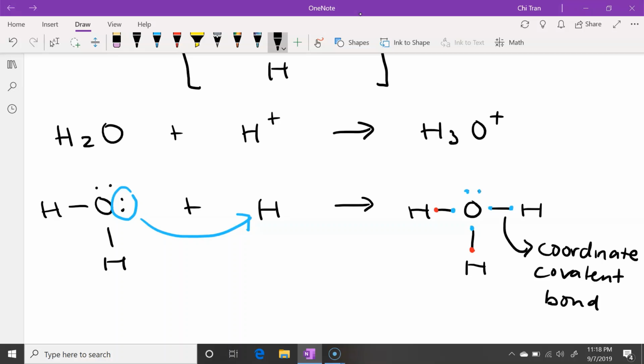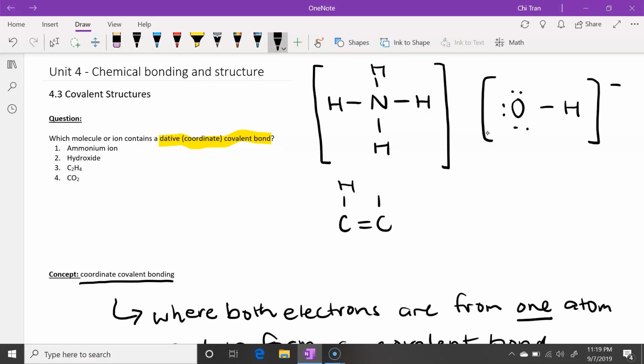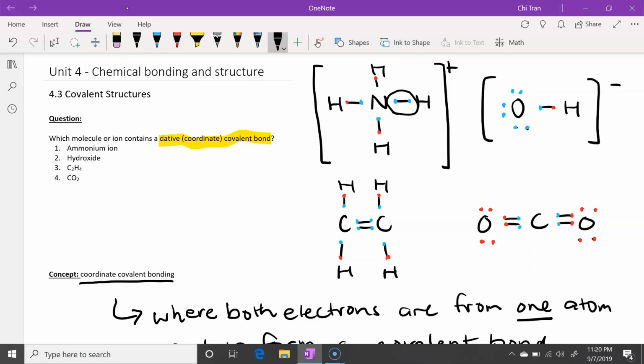So going back to the question, we should draw out the Lewis structure of all the four options that are given in the answer. And we would have something looking like this. And then we should do the same thing as in the example, color code which electrons belong to which element. And we can see that ammonium ion does indeed have a coordinate covalent bond because the electrons in the bond between nitrogen and hydrogen are both from nitrogen being donated to hydrogen. And therefore our answer is number 1.